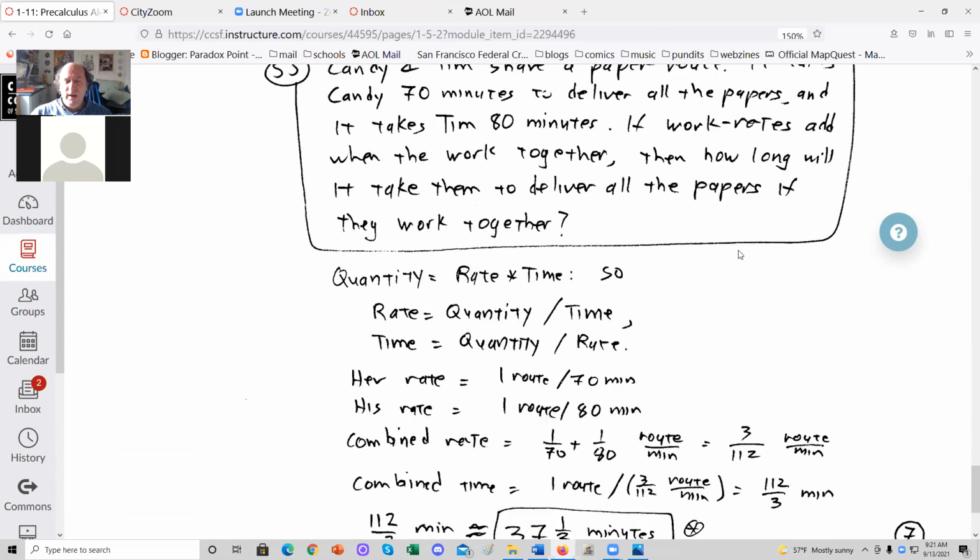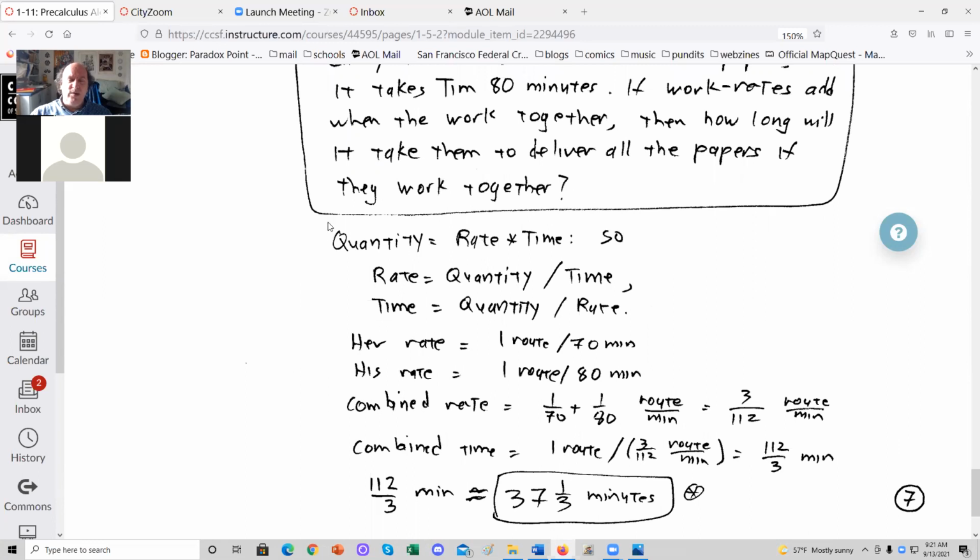All right, fine. The equation in question is quantity equals rate times time. And you'll notice that this is a case of what I call rhetorical algebra, because here are words, but here are mathematical symbols. Rate equals quantity over time, and time equals quantity over rate. That follows from this. Now her rate is 1 route per 70 minutes. His rate is 1 route per 80 minutes.